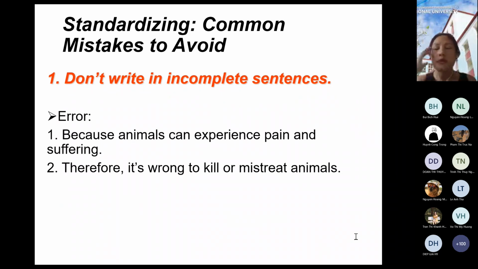How can we fix the mistake in the first statement? Any ideas? It's not that difficult, isn't it?